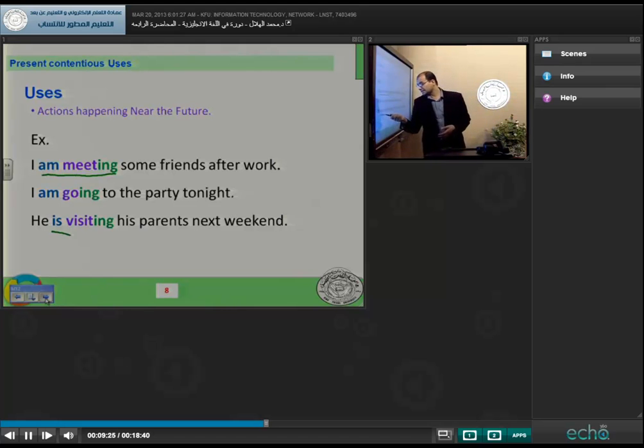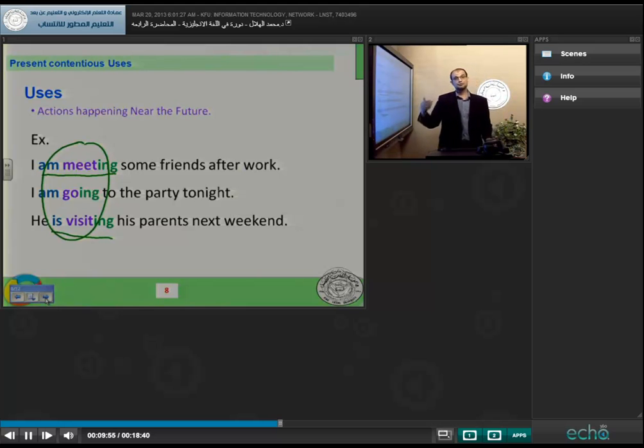He is visiting his parents next weekend. So next weekend he is going to go and visit his parents. So basically the action happens in the future. The action has a reference to the future, in spite of the fact that the form of the verb is not future. The form of the verb is basically present continuous or present progressive. So the present progressive tense can be used for indicating future events or future activities that are going to happen at some point in the future.